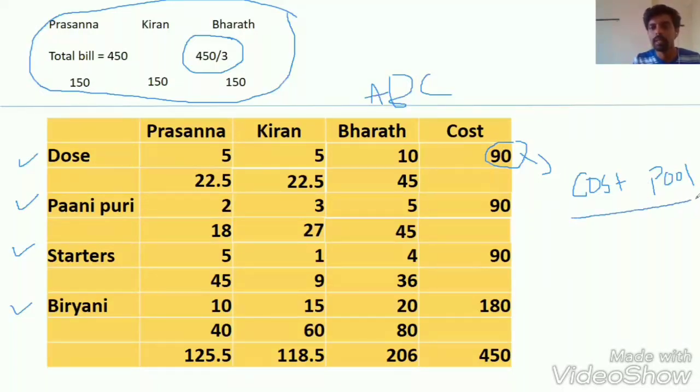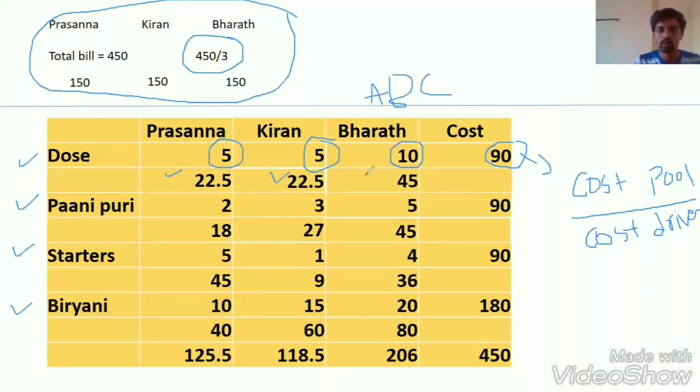Cost pool will be divided by cost drivers. In my example, the cost drivers are bites. I had 5 bites, Kiran had 5 bites, and Bharat had 10 bites. So bites are called the cost driver. Cost pool is 90 divided by drivers, 5 plus 5 plus 10, that is 20. If you do 90 by 20, you will get the cost rate. Cost rate is multiplied with the activities, so 5 activities into cost rate gives 22.5, 22.5.